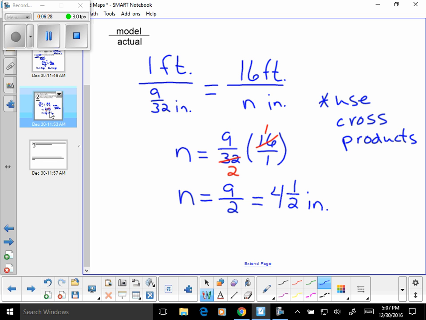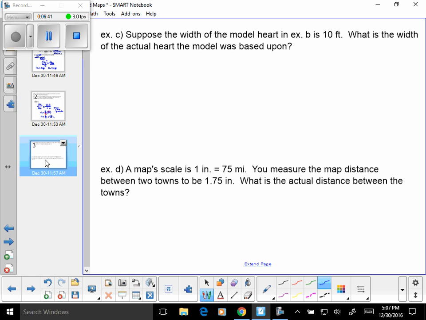The nice thing about using labels in your proportions is you'll know what the label on your answer has to be, because you can tell where the n is. The n is by the inches, so therefore I need to know inches.